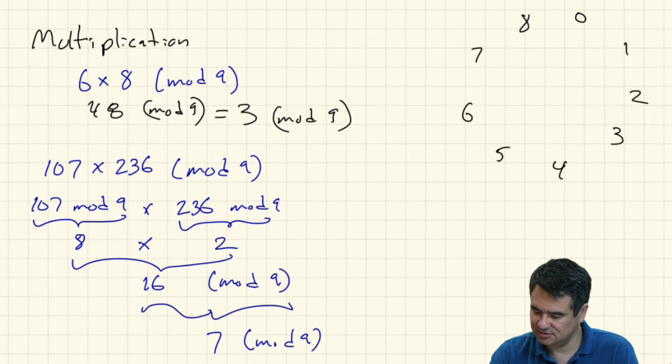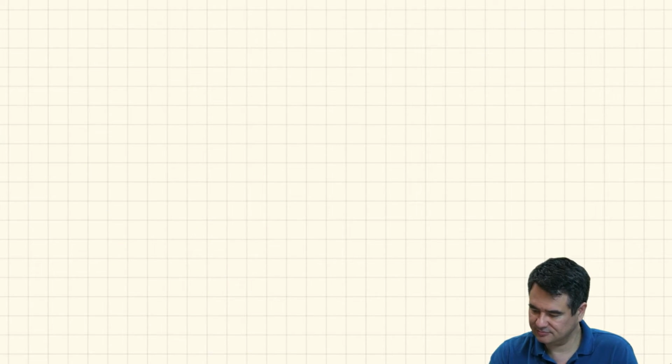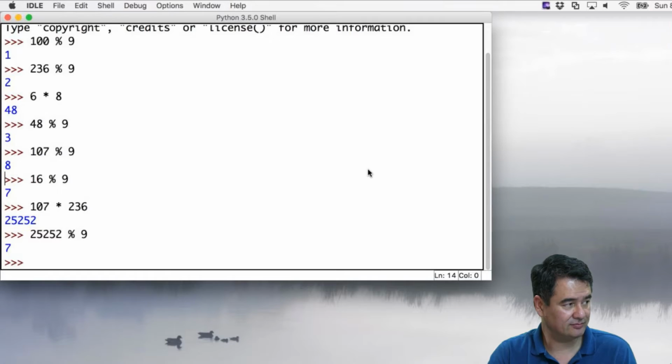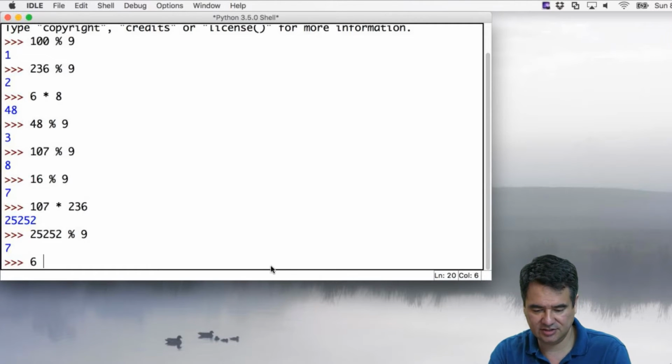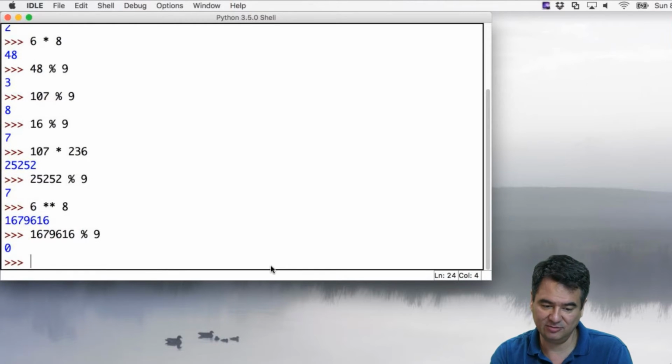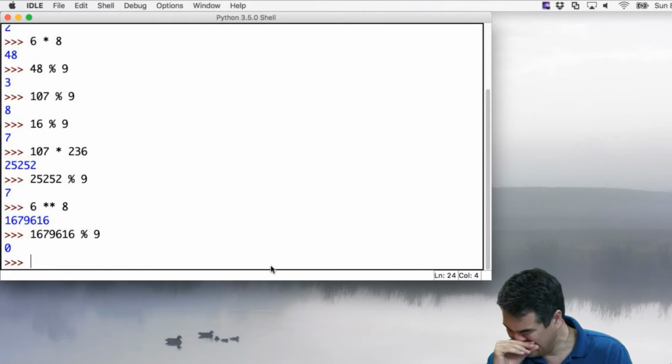Okay, what about exponents? If I do something like 6 to the 8th power, first of all, let's try that out so we know what the answer is. So 6 to the 8th power is a big number, 1,679,616. Modulo 9, it comes out to be 0. So it so happens that that number is a multiple of 9.